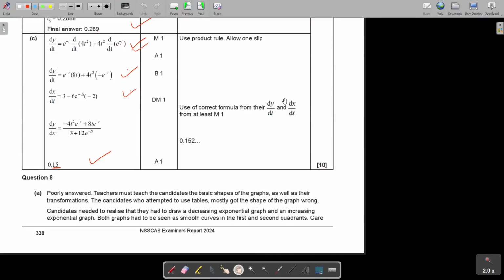On the exam report, question 8, they said this was poorly answered. Teachers must teach the candidates the basic shapes of the graphs, as well as their transformations. The candidates who attempt to use a table mostly got the shape of the graph wrong. So exponential as well as log graphs, just know the basics. Candidates need to realize that they had to draw a decreasing exponential graph and an increasing exponential graph. Both graphs had to be seen as smooth curves in the first and in the second quadrants.